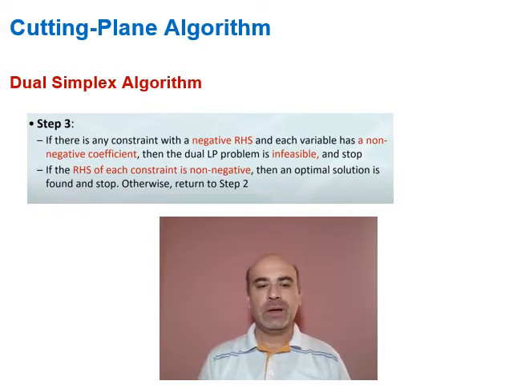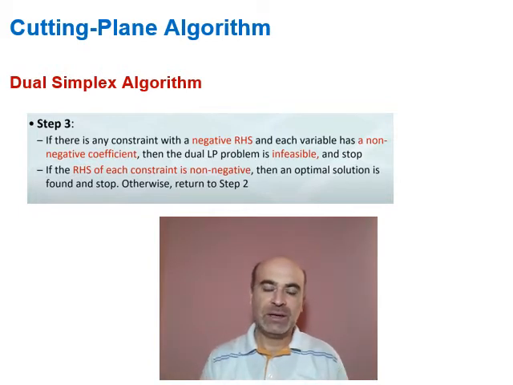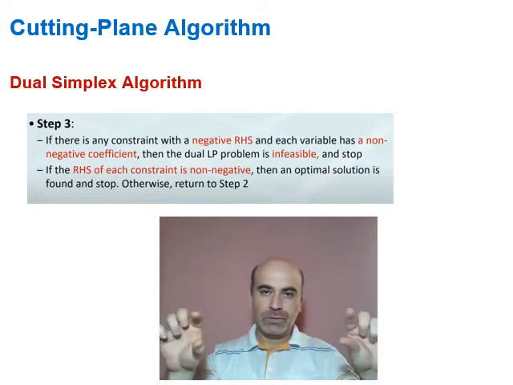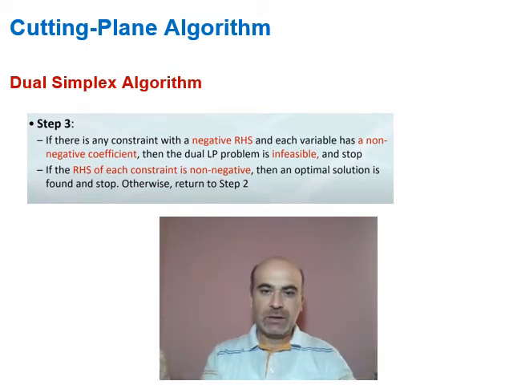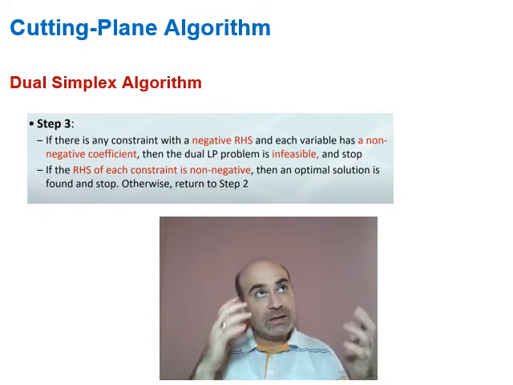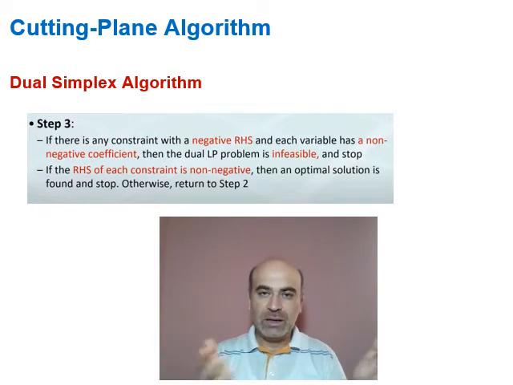If in the new tableau there is a constraint with a negative right-hand side, it means that this new tableau is not feasible. So we should select this one as the leaving variable. Then we will make a ratio test, and while doing this ratio test, in the pivot row, assume that all entries are non-negative. They are either 0 or greater than 0.